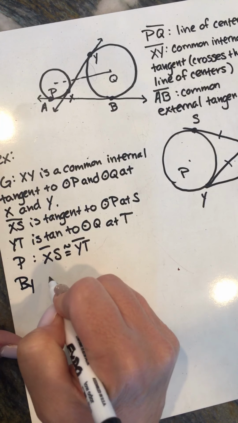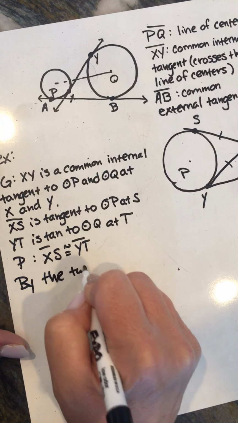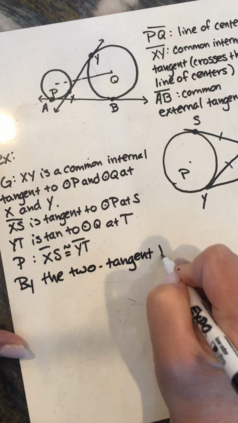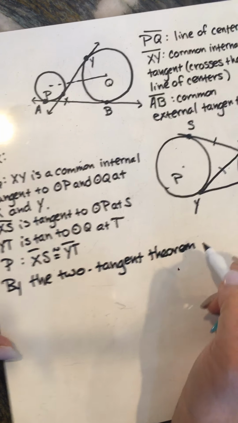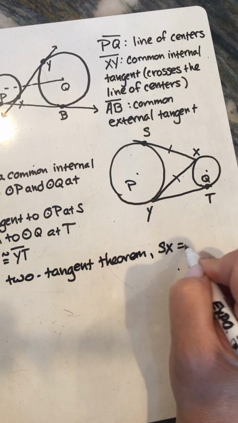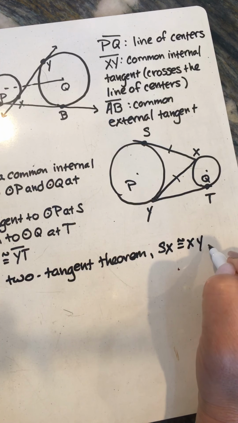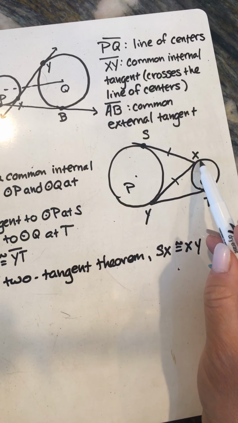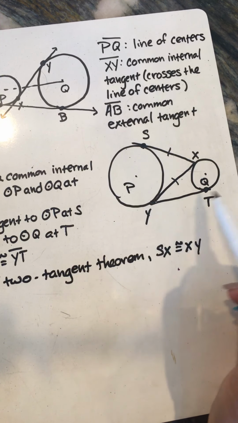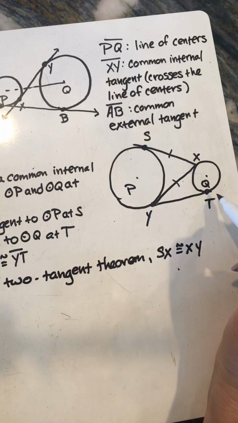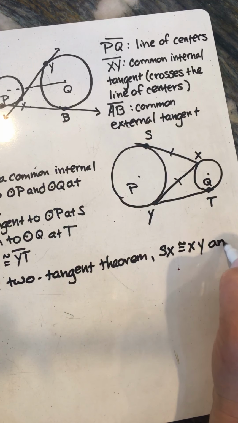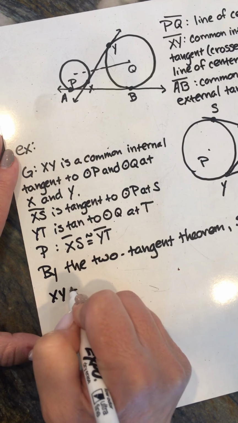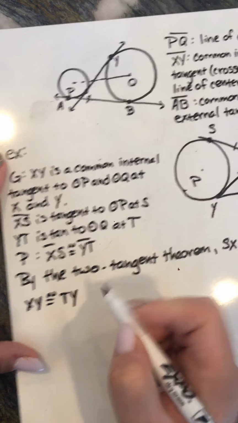So by the two tangent theorem, SX is congruent to XY. Well, wait a minute. If we look at circle Q, we also can apply the two tangent theorem, right? And we can say that XY is congruent to TY. So I'm just going to add on to this statement because it's the same reason. And XY is congruent to TY.